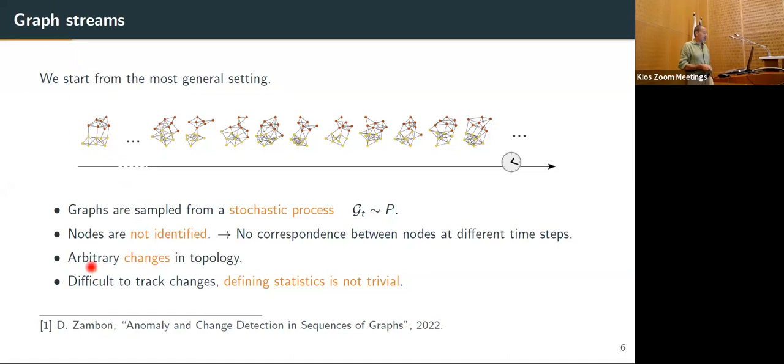Every random variable, also over time, can provide arbitrary changes in topology. So the topology can change. And you can bet that it is difficult to track what is going on there. And it is not trivial to define the concept of statistics, though you can. So you can do something. Okay, the reference is my PhD student here, whose thesis is addressing this slide.